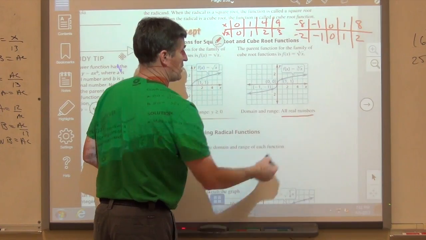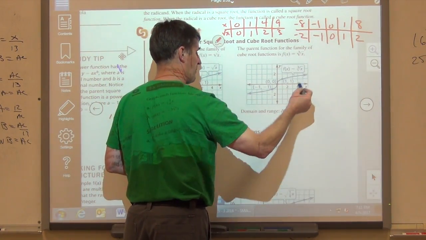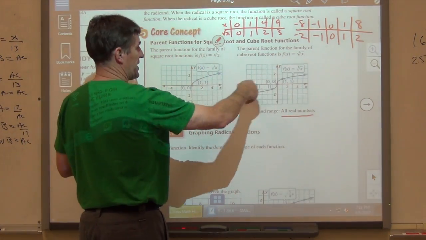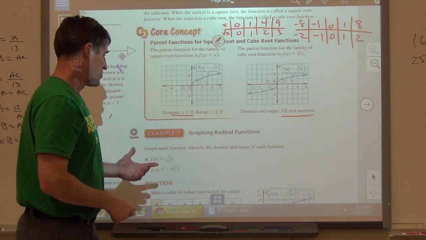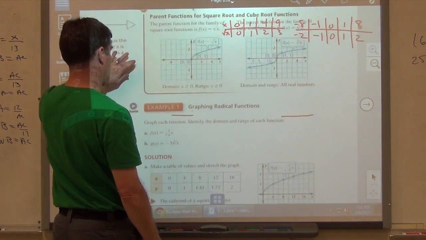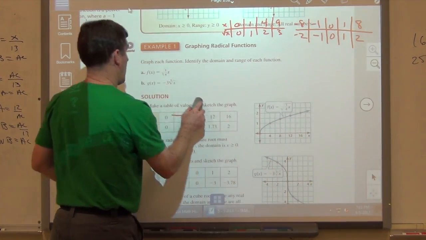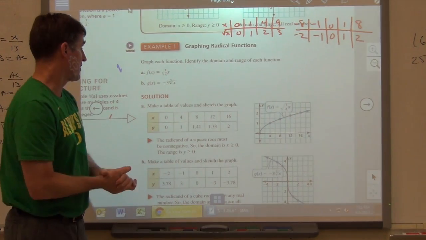And the domain and range for both of them, because there's no breaks in the x-axis, it goes up forever to the right, and forever down to the left. And so the range would also be all real numbers. So we're going to work with this today. And they're going to have you graph functions. Now, I'm going to show you the way the textbook does it, and it doesn't make any difference.